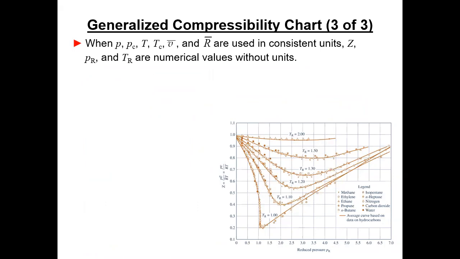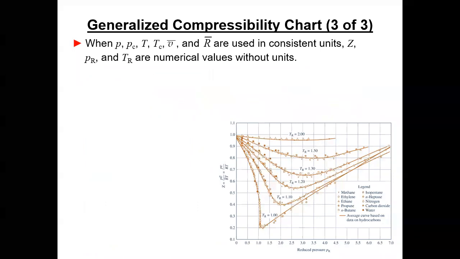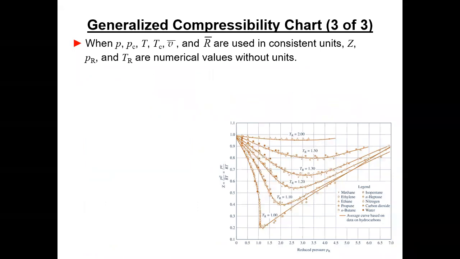Okay, generalized, on with this. So P, PC, T, TC, the molar specific volume, and R are used in consistent units. Yeah, that's a good idea. And Z, okay, that's good. Z doesn't have any units. It's dimensionless. And these are reduced pressures and temperatures. Obviously, it's a temperature over a temperature or a pressure over a pressure, so they don't have any units.